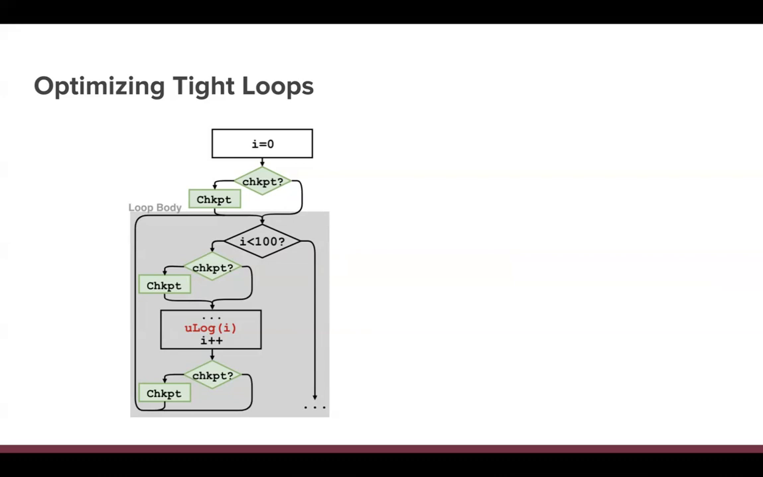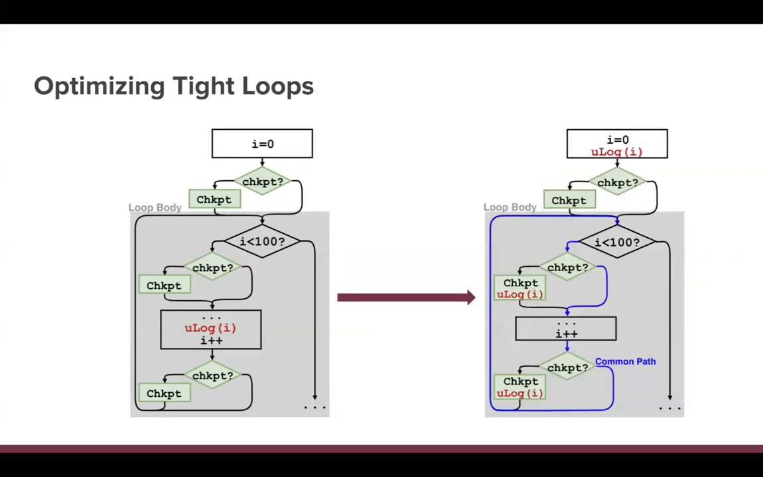So instead of doing this, Chinchilla actually creates a rare path in the program by hoisting this undo log into the rare path as well as the pre-header of the loop, so that this undo log and the rare path are only called once or at most twice during the loop execution, so as to remove this large overhead. And as we can see, the common path does not have an undo log call to it, and thus the overhead of doing an undo log 100 times is removed.